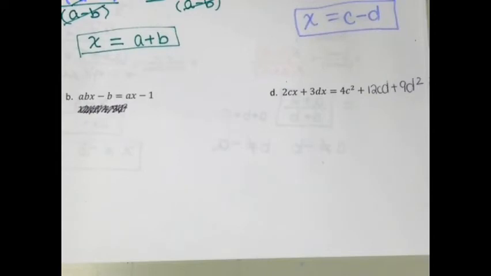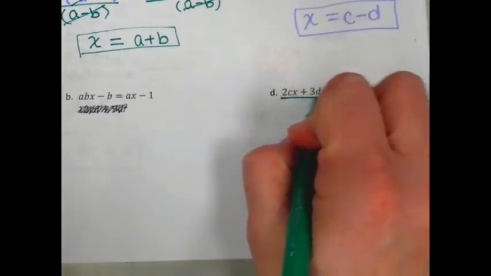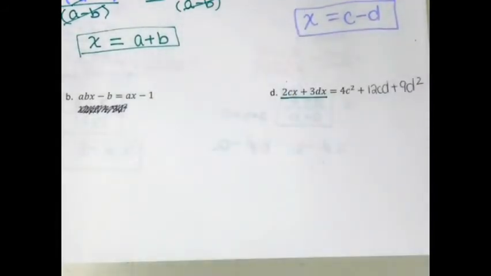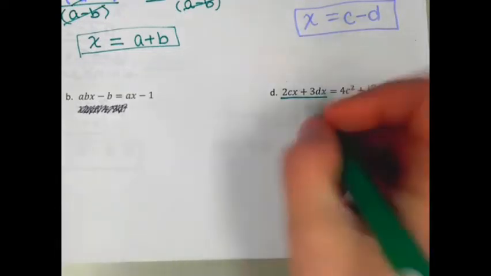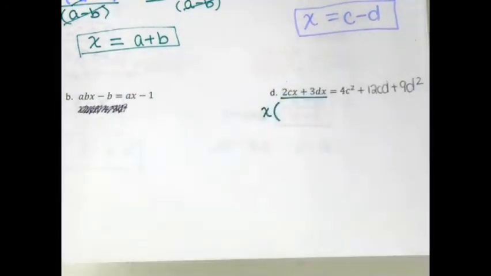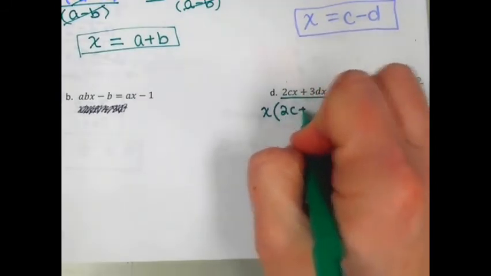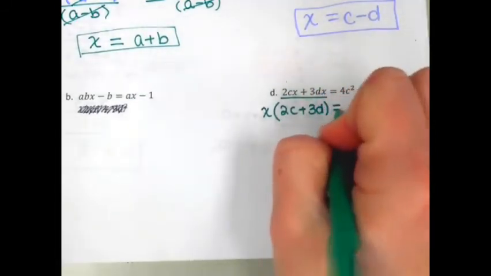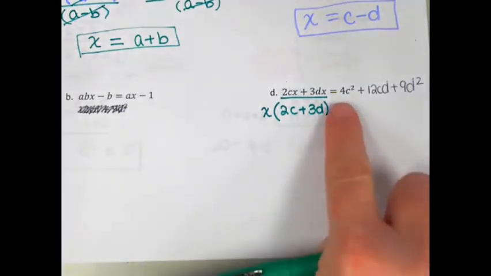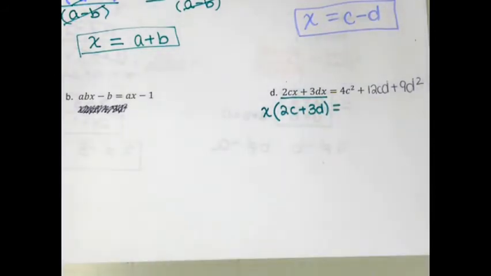All right, so let's look at D here. Okay, so we're solving for X, and the nice thing is my X's are already on the same side, aren't they? So what can I do with that? I could just factor that out, right? Okay, so I'm going to factor out an X, and what am I left with? So 2C plus 3D. All right, now over here, if you notice, this is actually a trinomial, right?